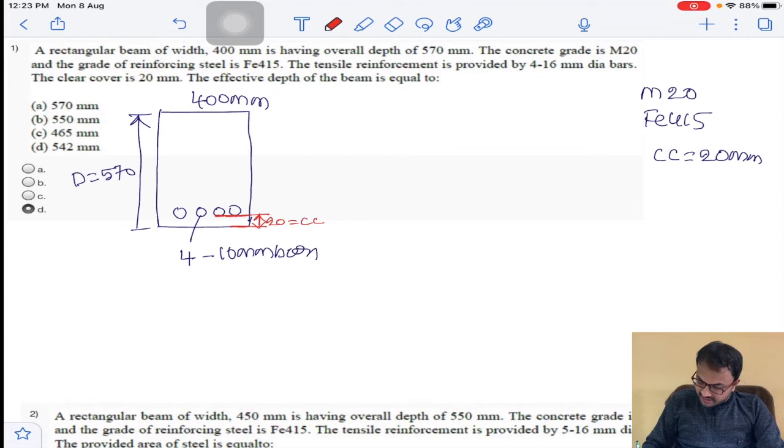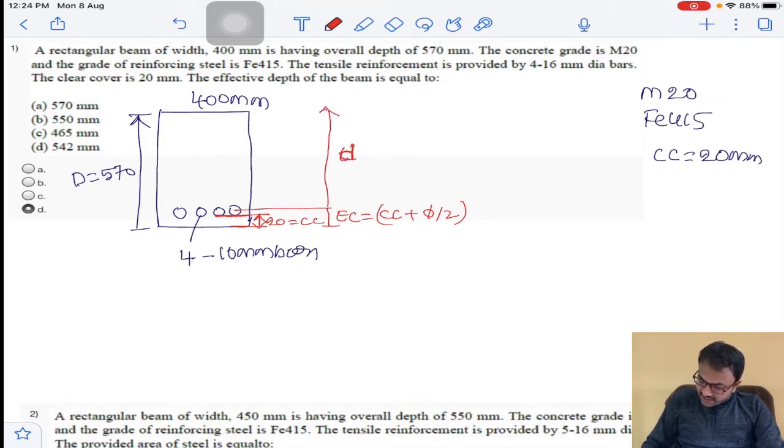This is clear cover. Now effective cover will include half of the reinforcement. So this is effective cover. Effective cover is equal to clear cover plus dia by 2. Okay, and the remaining depth will become the effective depth. So this is small d.